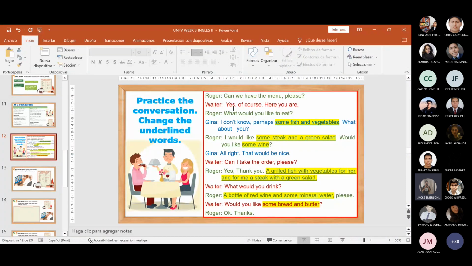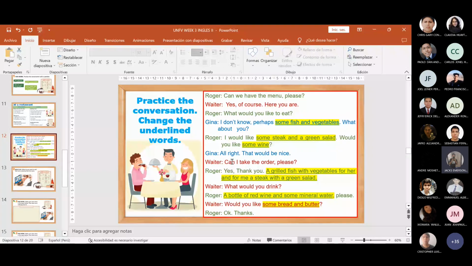Yes, of course. Here you are. What would you like to eat? I don't know, says Gina. Perhaps some fish and vegetables. What about you? I would like some steak and a green salad. Would you like some wine? All right, that would be nice. Can I take the order, please? Yes, thank you. A grilled fish with vegetables for her and for me, a steak with a green salad.